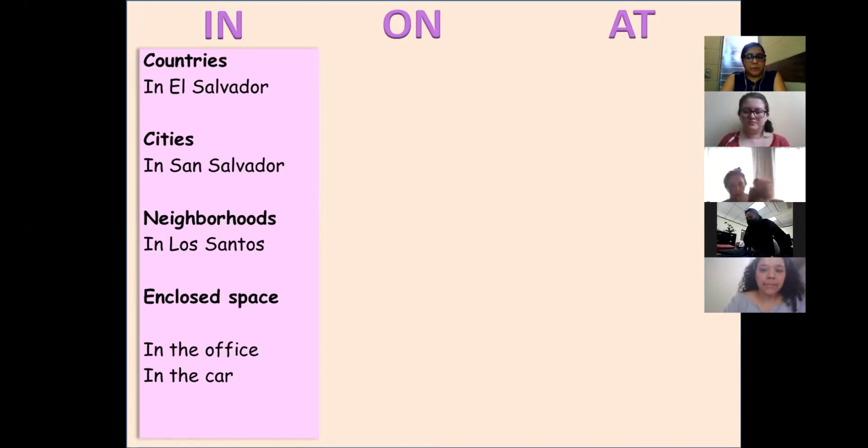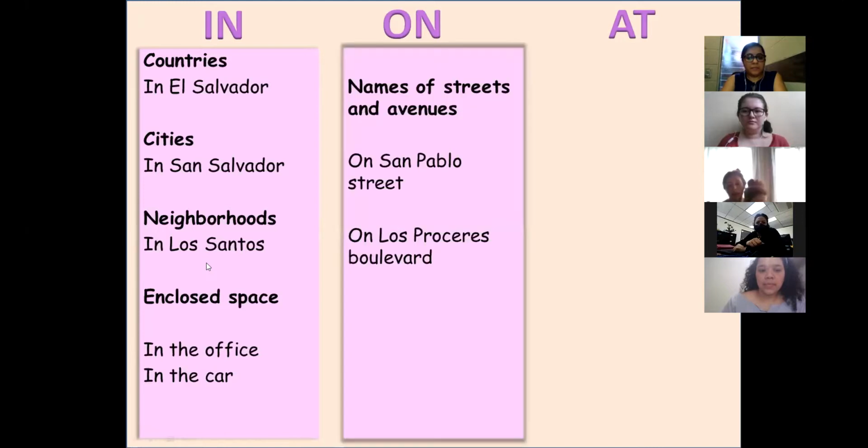You are inside. Like for example, if you look at Jacqueline, where is Jacqueline? Jacqueline is in her office, in her work, right? She is inside, not outside the place. So you can say in this case. When are you going to use on? Look, we are going to use on when we mention the name of streets and avenues, but only the name, just that, like on San Pablo Street, on Los Próceres Boulevard, on First Avenue, on Second Avenue.